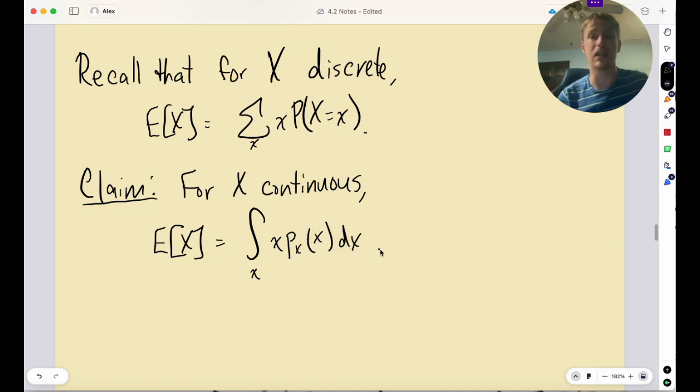Now, this is a claim, and it can be proved just from the discrete case using sequences of random variables, but I'm going to omit the proof, which I don't usually do, just because it's going to distract from the overall idea.